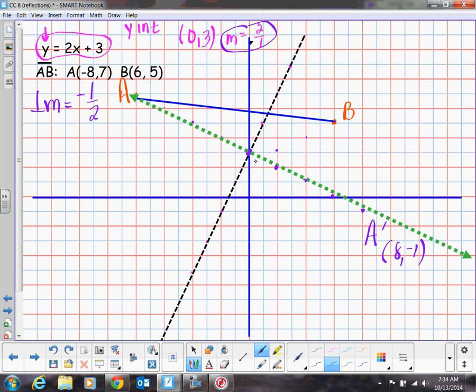Okay, so as I'm going down 1 over 2, is this line going to be perpendicular to that line? No. So what if I go up 1 over 2? Will I land on the reflection line? All right, so how many times did we do that? Twice. So from here I have to do the same thing twice. Up 1 over 2, up 1 over 2. There is the reflection of B.